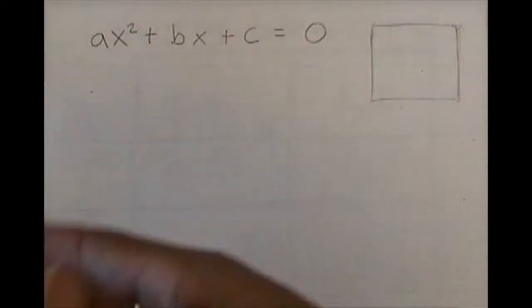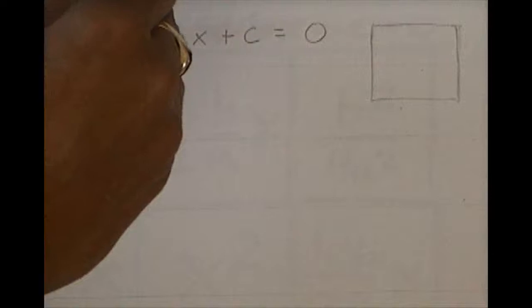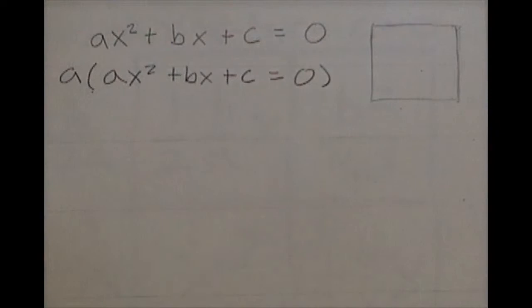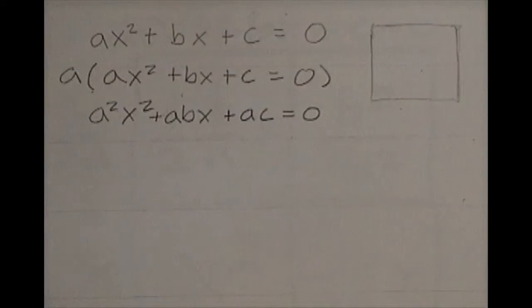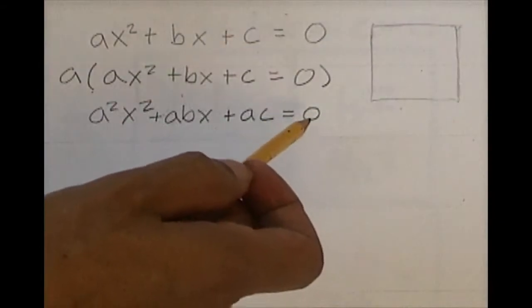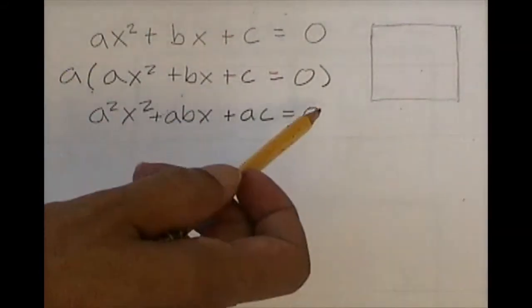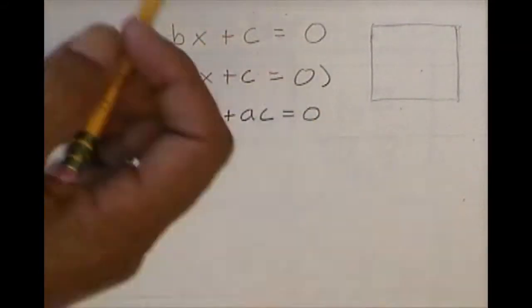Alright, so that's what I'm going to do. I'm going to multiply everybody by a so that I can guarantee that that shape right there is going to be a square. So that completing the square becomes very easy. Alright, so everybody's been multiplied by a. I got a squared x squared, abx plus ac equals 0. And trust me, it actually makes it easier. And look, hero 0, he is impervious to multiplication. He's impervious to division. I can multiply him by a, I still get 0. I divide by a, I still get 0.